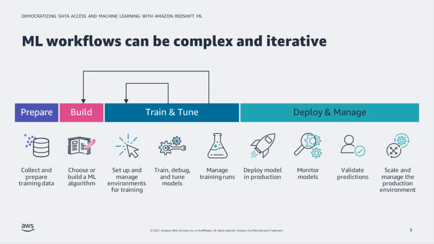So the problem with a traditional machine learning workflow is that they're very complex and iterative. As we saw in the example, it takes a lot of time to prepare the models, to actually choose an algorithm and build the models. Then you have to train and tune them. There's management involved. You have to debug the models and manage different environments. And then there's the deployment phase where you have to deploy the models in production, validate all of your predictions, monitor them, and scale them to production environments.